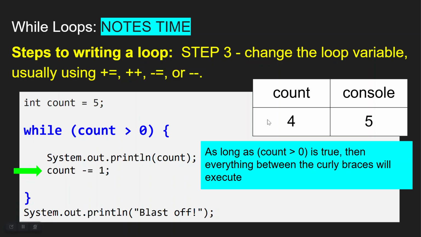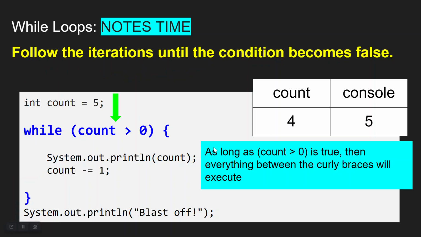But now, count is down to 4. So it goes up and it checks our condition again. Count is still greater than 0. So we print our count again, and the count variable goes down to 3, and then it goes back to the top and checks your condition. This is still true, so we print our count again. Now we're printing 3.